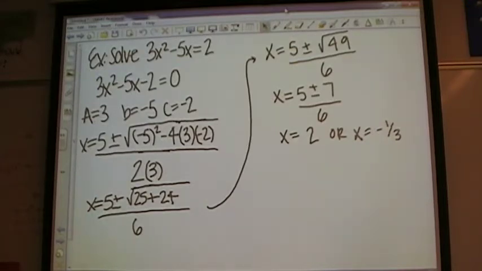Does it make sense? Let's see where I got the 2 and the negative 1/3 from. Yes. Okay. All right, can I change? No.